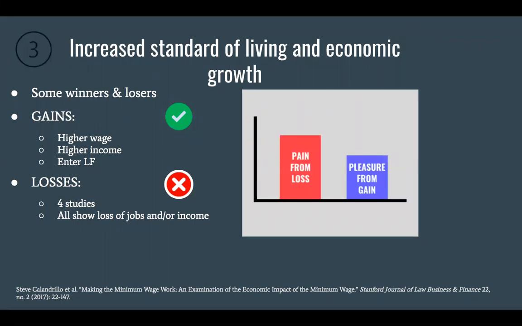And so we're going to look at 4 studies that all show a loss of jobs and or income. The first being from 2017, when researchers examined the effect of Seattle increasing their minimum wage from $11 to $13. They found a decrease of employment by 7%, increase of wages of 3%, and earnings decreased by $74 per month. This $74 makes a huge difference for those living in poverty.